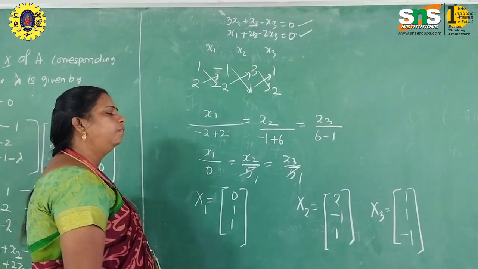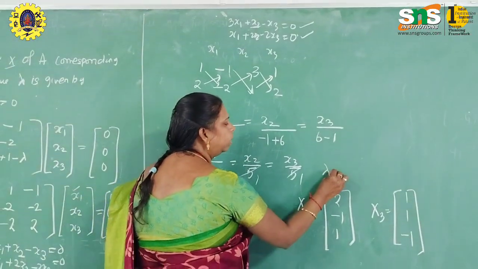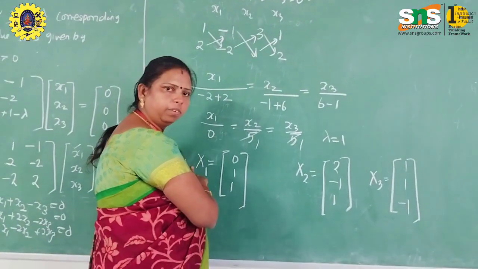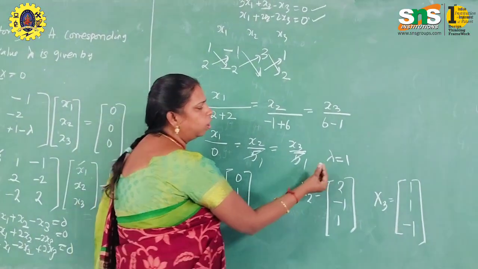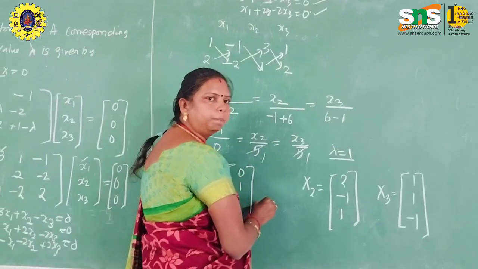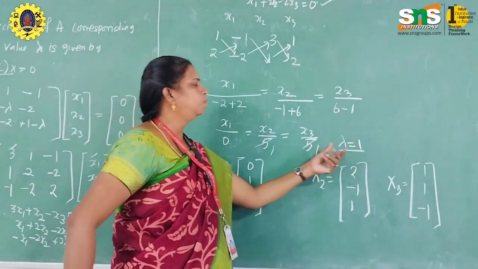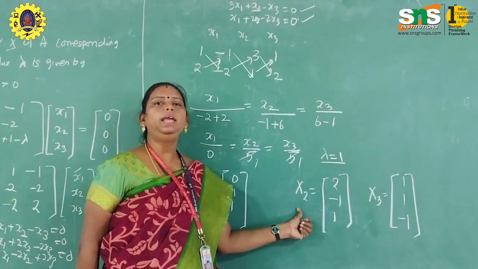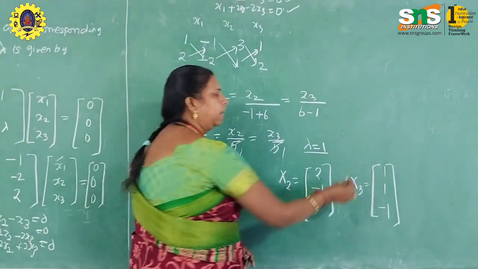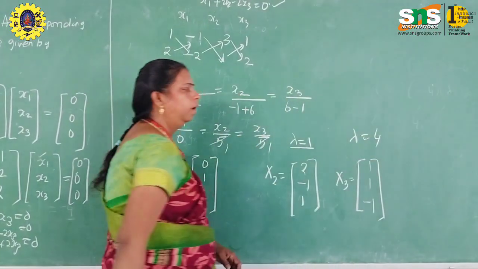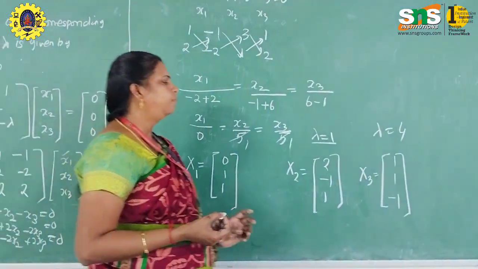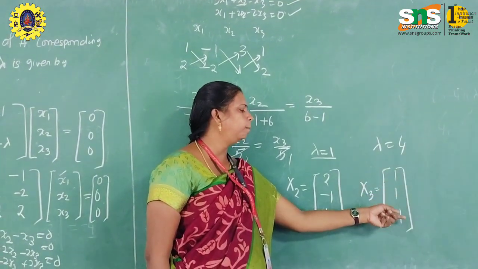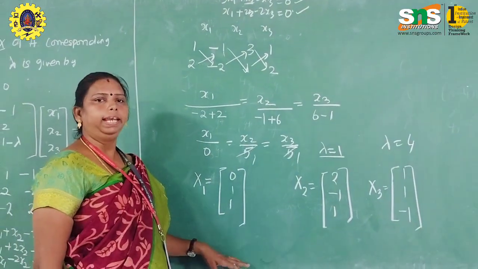Next, the eigenvector for lambda equal to 1. We have 3 eigenvectors, and for minus 1 we started the procedure. For lambda equal to 1, if you do the same procedure, you get the eigenvector corresponding to 1 as 2, minus 1, 1. It is denoted by X2. Our next eigenvalue is lambda equal to 4. For lambda equal to 4, when we find the eigenvector, it is denoted by X3 and it is 1, 1, minus 1. So we got the 3 eigenvectors.